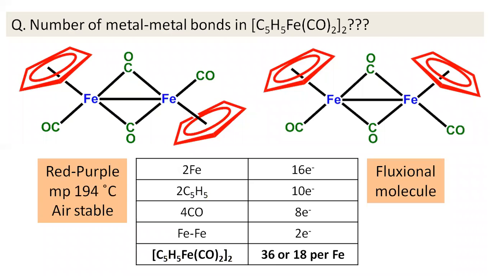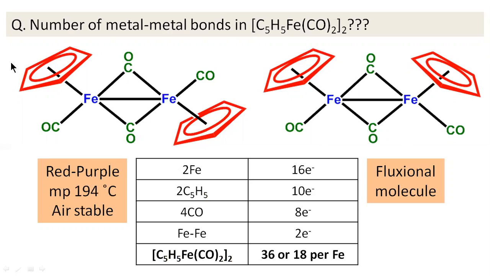Okay, now if it is followed, there is no problem. We don't have to include any metal-metal bond. If the number of electrons is less, then we need to include the metal-metal bond. So let us see how many electrons it has.